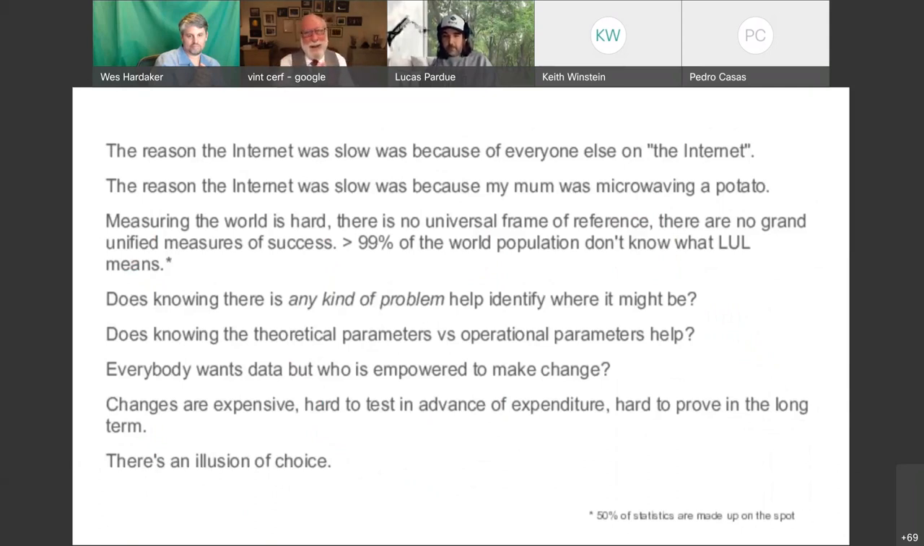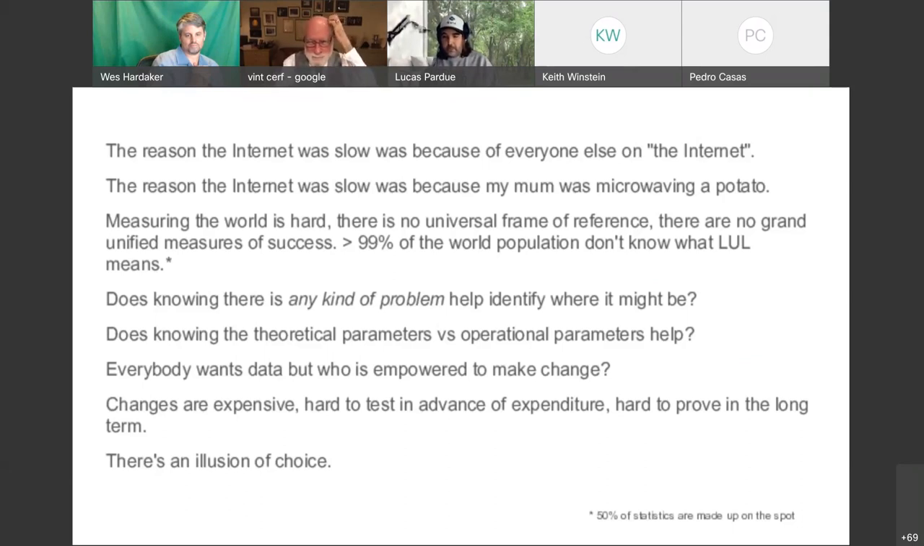In one example for me, my internet used to regularly be slow because my mum was microwaving a potato. Obviously that's not the internet, but my local Wi-Fi or LAN or WAN or whatever you might want to call it. This was a regular occurrence and it would knock out my interactive gaming session and really severely disrupt me. But really, there's an illusion of choice there. What can I do? Go out of band and speak to my mum and ask her to stop doing those things. There's not a technical measure that I could take, or there could be.